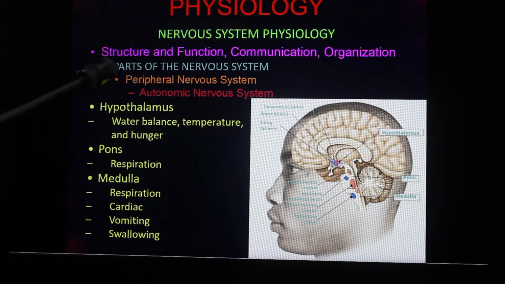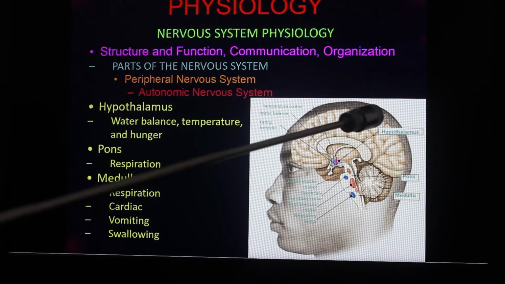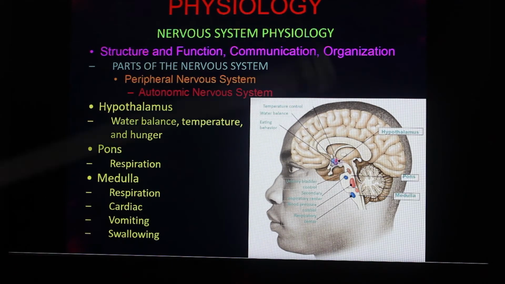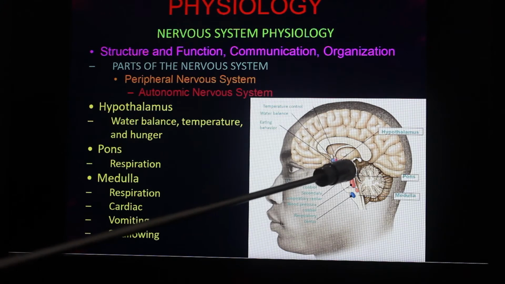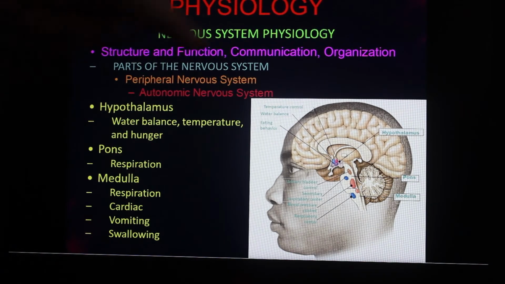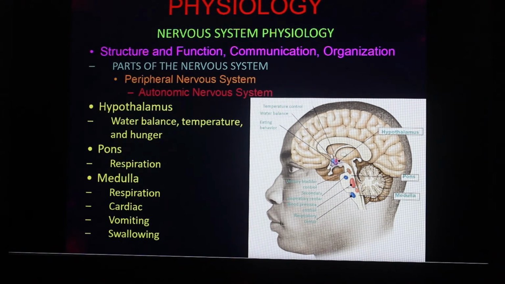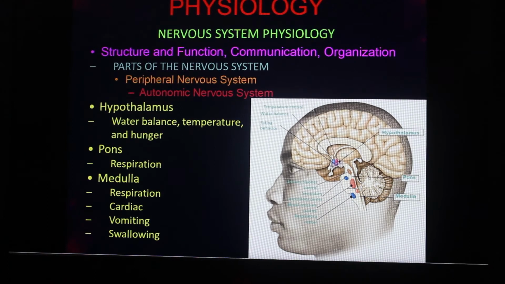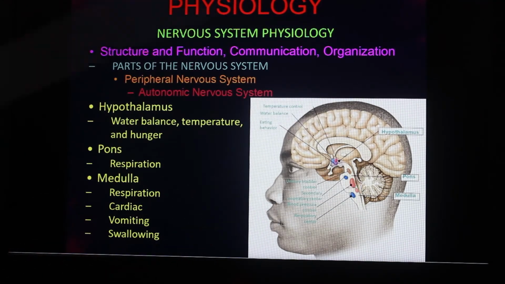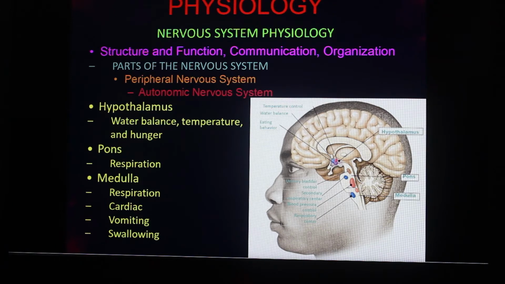The hypothalamus of our brain, which is this part of the brain, controls water balance, temperature, and hunger. The pons area of the brain, which is at the brain stem, controls mainly respiration. And the medulla area of the brain stem controls respiration, cardiac functions, vomiting, and swallowing.